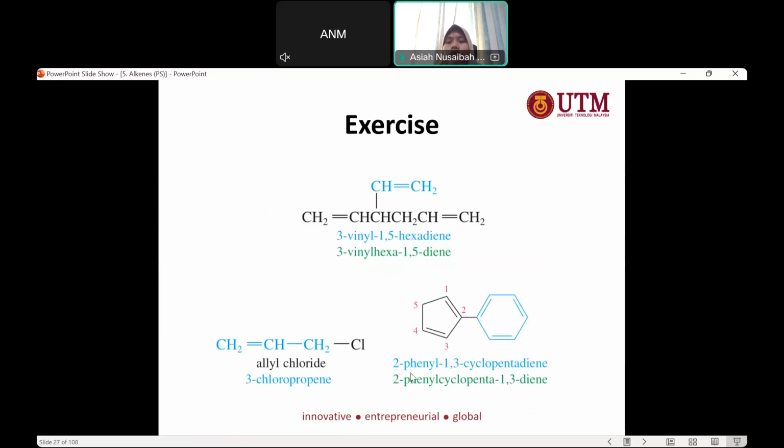So here it's 2-phenyl, and then the parent itself, how many carbons do we have? We have 5 carbons, 1, 2, 3, 4, 5. So penta. How many double bonds do we have? We have 2 double bonds, so di, and it's an alkene, so ene, cyclopentadiene. And then the double bond is at which carbon? Carbon number 1 and carbon number 3. So 2-phenyl-1,3-cyclopentadiene for the old IUPAC name. For the new IUPAC name, put a number in between the words. So 2-phenylcyclopenta-1,3-diene. Okay, that's how we name it.